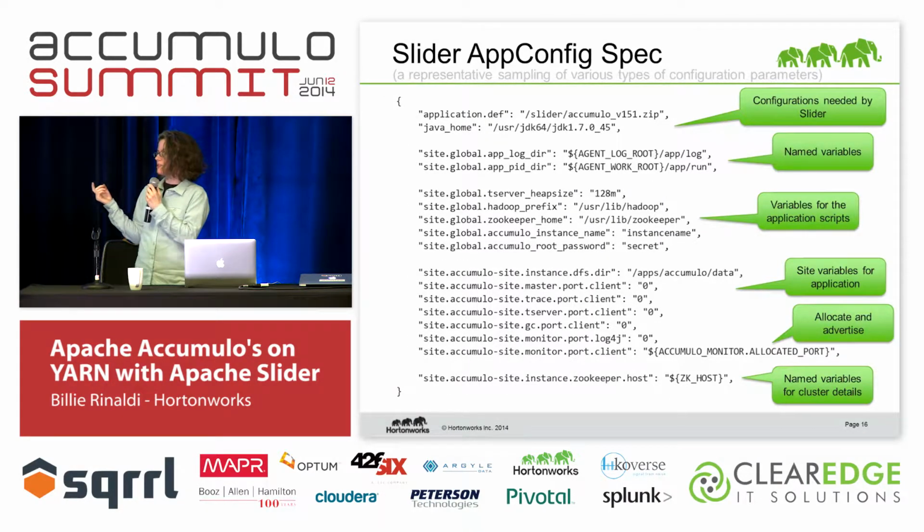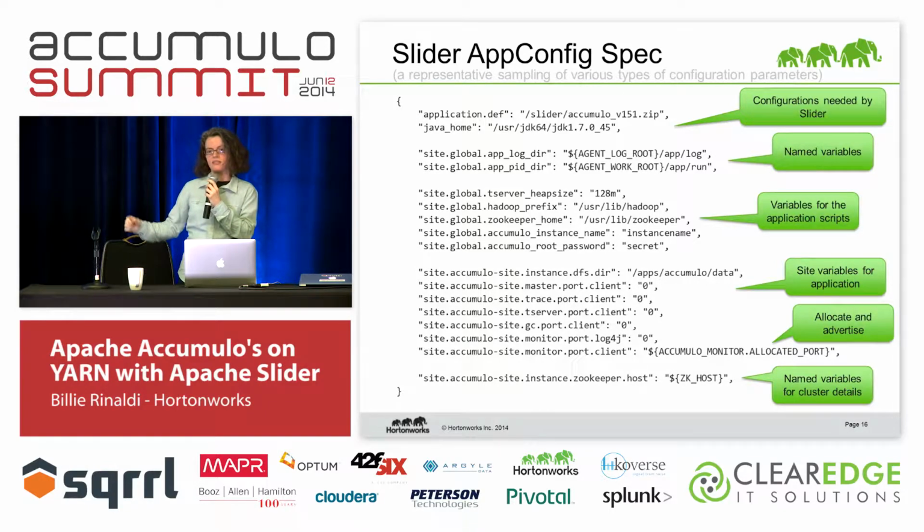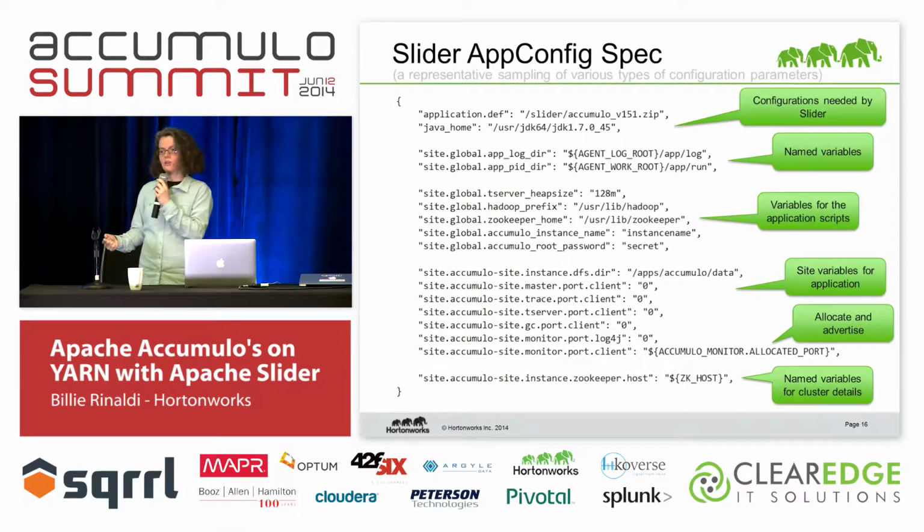The app config JSON file is where basically all the configuration properties go. At the bottom, we have properties that would go into the Accumulo site file. You'll notice there are a couple of named properties that Slider will fill in for us that we're allowed to use, like ZK host. There's also a special variable name that basically goes component name dot allocated port, and in that case, Slider will choose a random port and then assign it to that value.